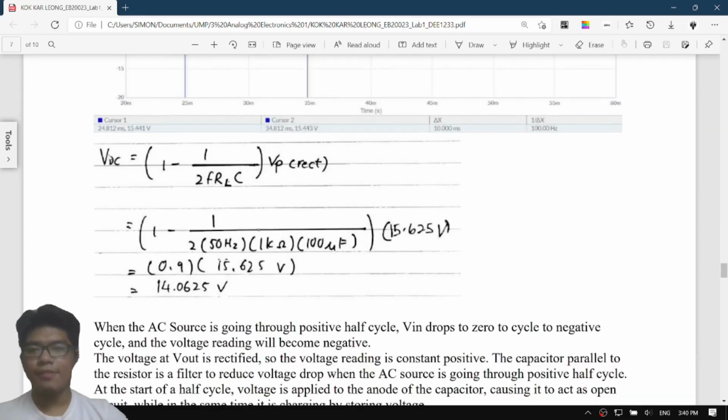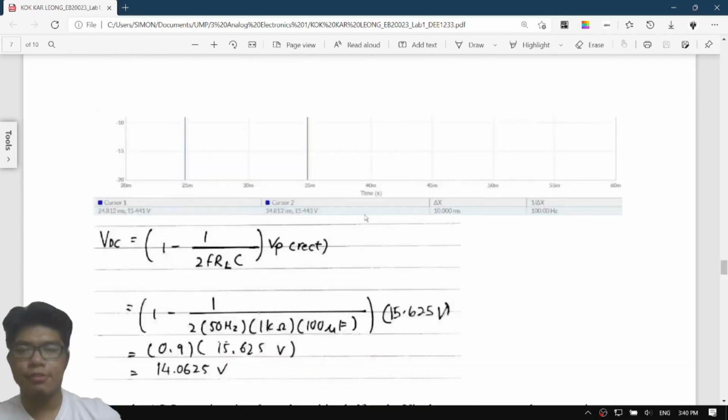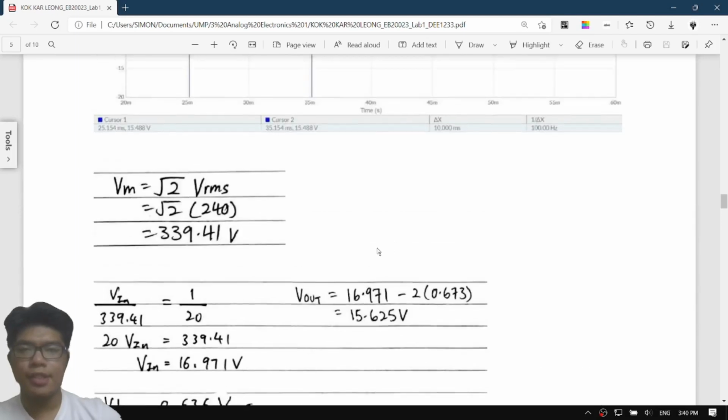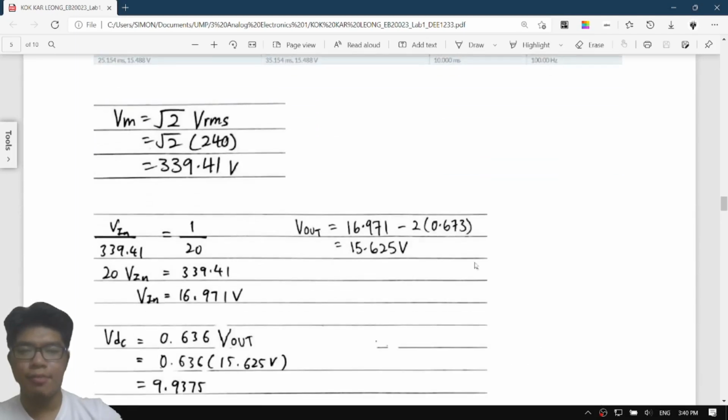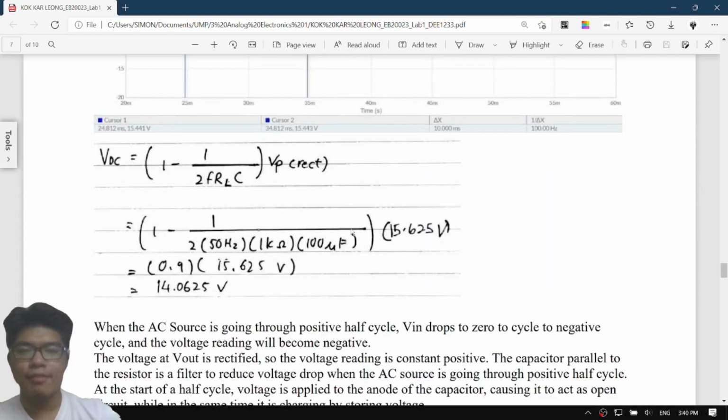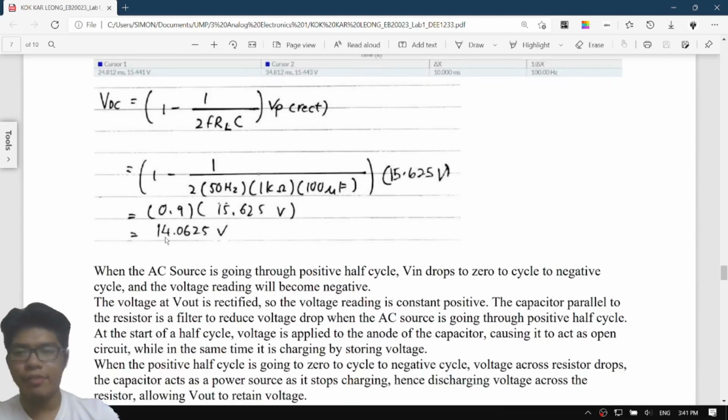Next, to find the VDC, we will directly use the formula. For the VP rect, we will use the V out from the diode bridge. So 15.625 acts as VP rect, which is the peak voltage after rectification, and we get 14.0625.